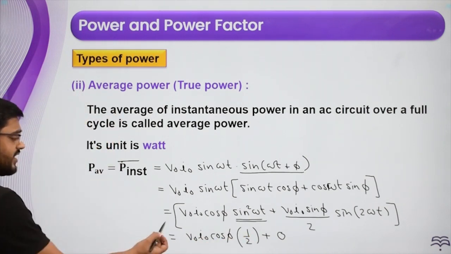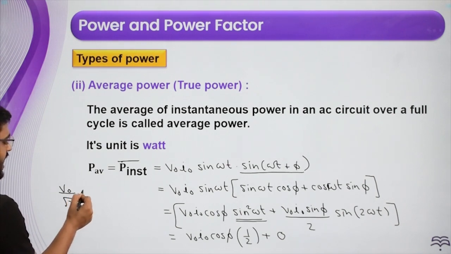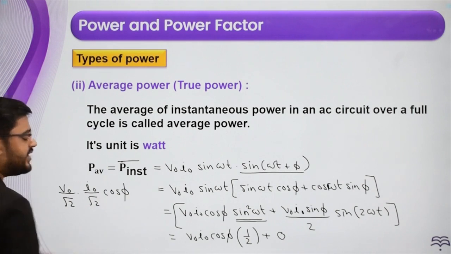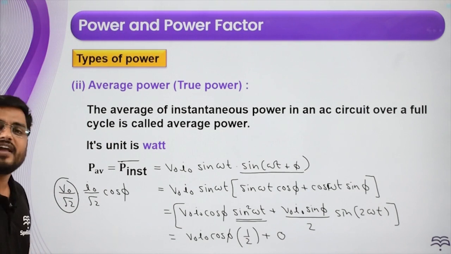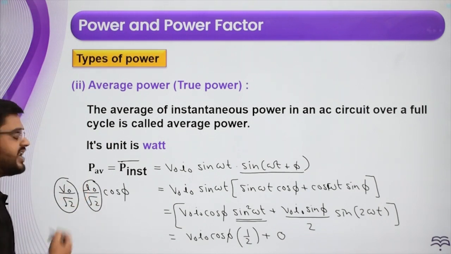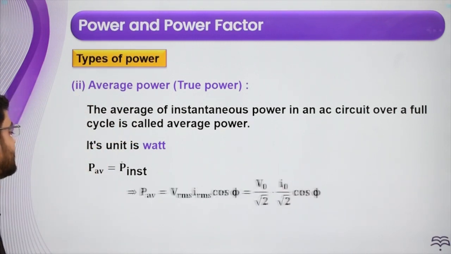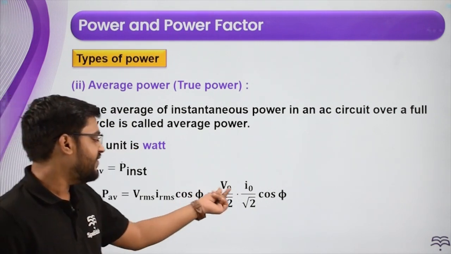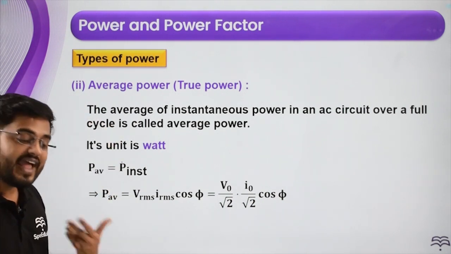Now if I am writing V naught I naught cos phi by 2, then it will become V naught by root 2 into I naught by root 2 times cos phi. Here what I am doing is just splitting this 2 into root 2 into root 2. What is this term? This is VRMS. What is this term? This is IRMS. So VRMS into IRMS into cos phi. So that's our average power, VRMS IRMS into cos phi, or you can also write V naught I naught cos phi by 2, right? So this is our true power or the average power.